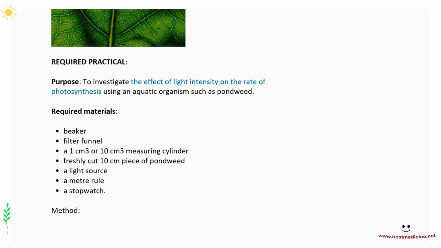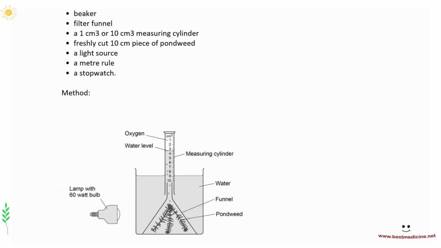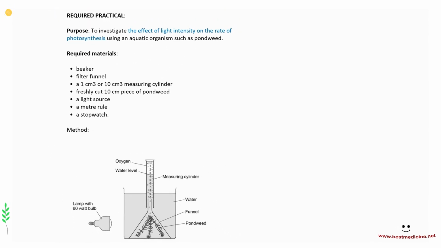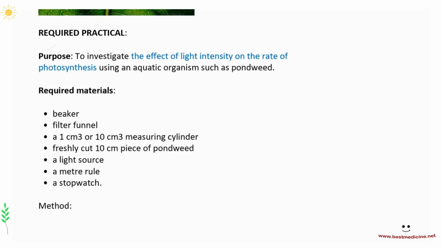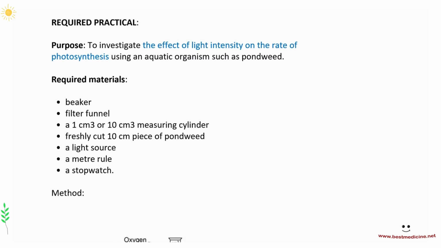Now, a very popular thing that comes up for photosynthesis for AQA students is the required practical, which essentially includes a water plant, a pondweed. You might have seen this if you've ever done past papers. You might have seen this question before. Essentially, the purpose of this required practical is to investigate the effect of light intensity on the rate of photosynthesis.